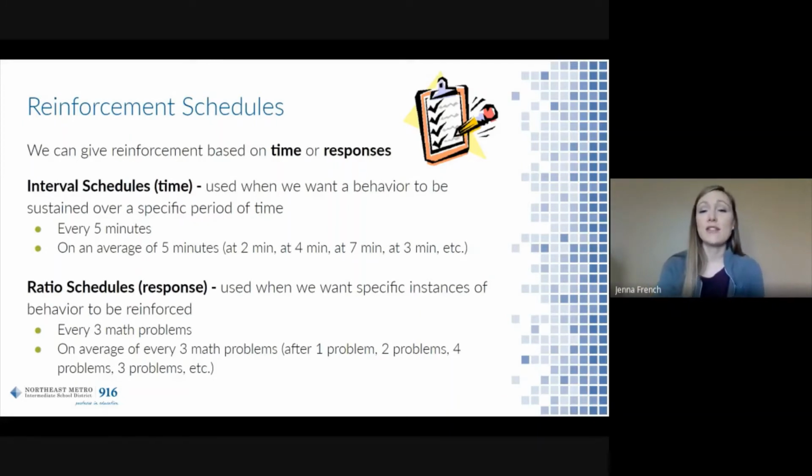But we could also give it on a variable ratio schedule. Maybe we're averaging about every 3 math problems, but we give one after 1 problem, another after 2 problems, another after 4 problems, and then another after 3 problems, etc. The nice thing about the variable ratio schedule is that the unpredictability tends to increase and sustain the behavior because the student never knows when the reinforcement's going to happen. It could happen right away, it could happen after a little while, but we balance that out by varying the number of responses that's required.